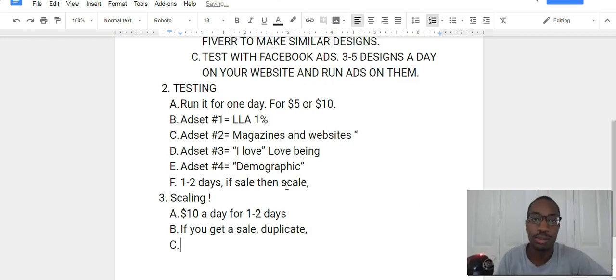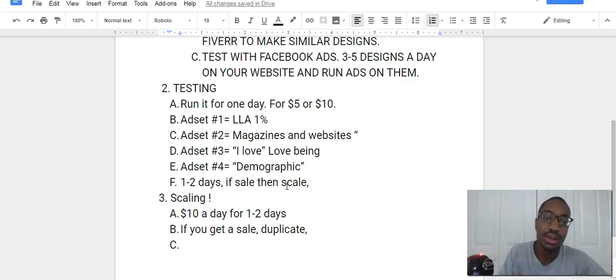Now, I always recommend people duplicating their ad set and not messing with an ad set that they already have. I usually get more success with duplicating as opposed to editing a current ad set that is already running. And so that's what I'm teaching you all. So duplicate your ad set.